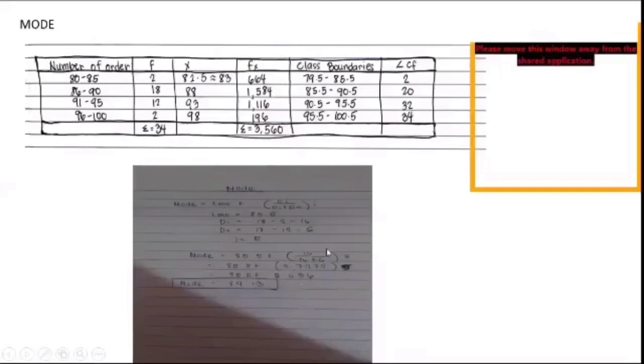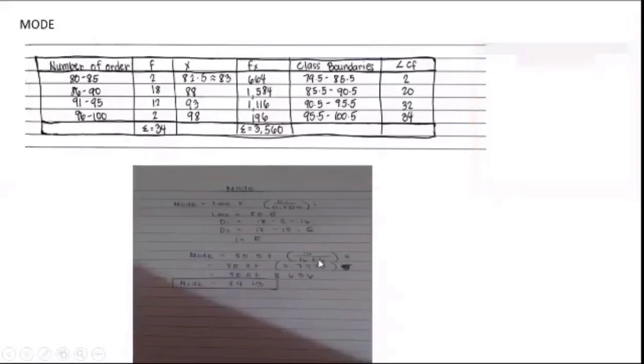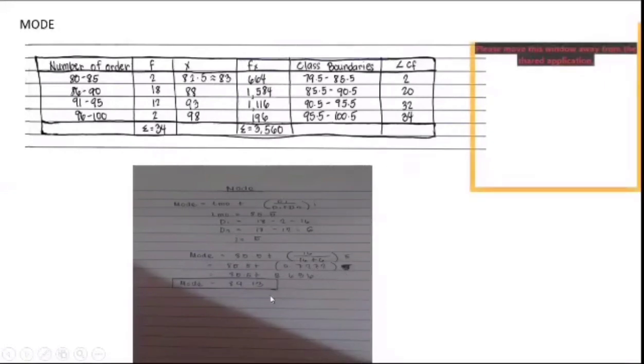To get the mode, you have to first solve the parentheses. So 16 plus 6 equals 22. Then divide 16 by 22, which equals 0.7272, and then times the interval, which is our 5. So the answer is 3.636. And then adding the Lmo, our lower class boundary, which is 85.5. So this is our final answer, 89.13.